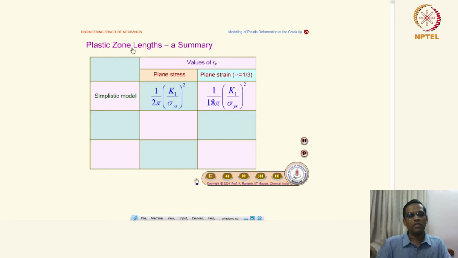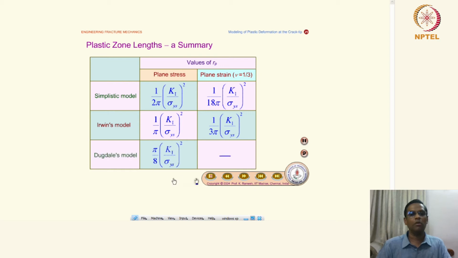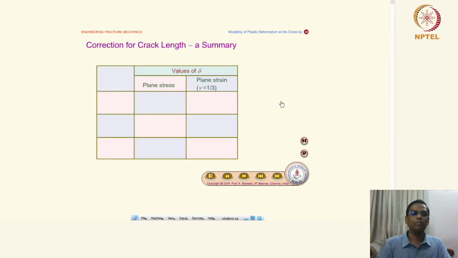So now let us look at the summary of the plastic zone lengths. For a simplistic model, we had for plane stress and plane strain this, which we have already seen. The Irwin model is given by these expressions, and the Dugdale model gives only a plane stress situation, not the plane strain situation. Just to recall what all the plastic zone sizes we are able to appreciate.